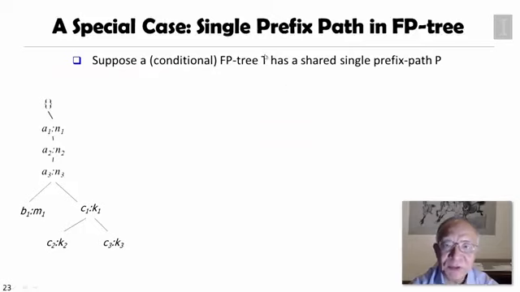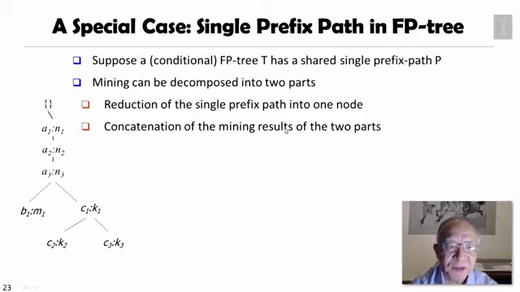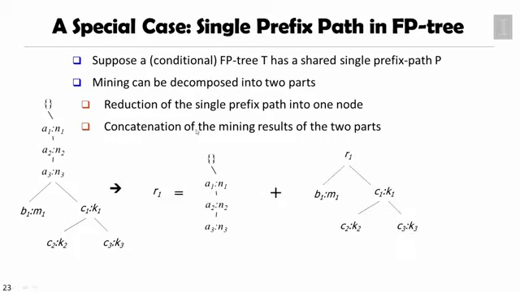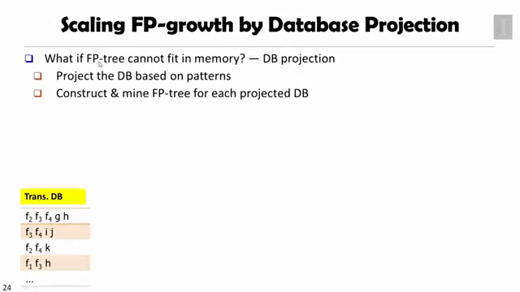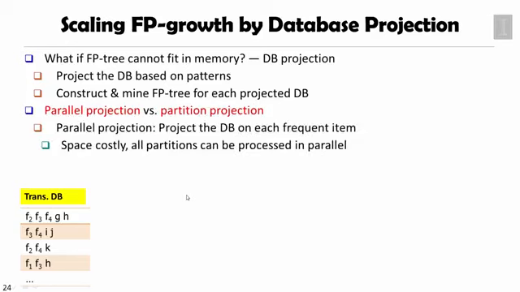You probably can see if you get a single prefix path, you actually can partition this into two parts. Like this path, you can mine it, and this part you can mine it, then you can just concatenate the pattern results. What about if this tree cannot fit in the main memory? If it cannot fit in the memory, we can use database projection. That means we project the database based on single itemsets. Then we can construct and mine this tree for each projected database. We can have parallel projection or partition projection, two different methods.